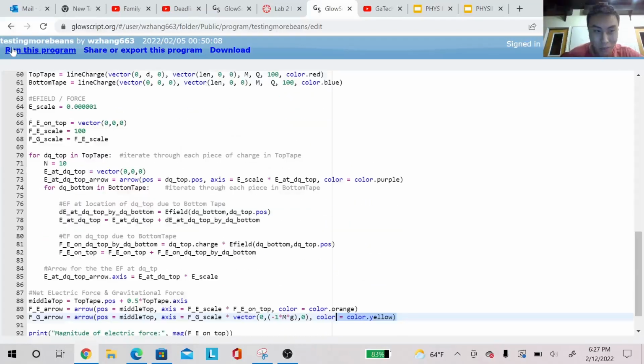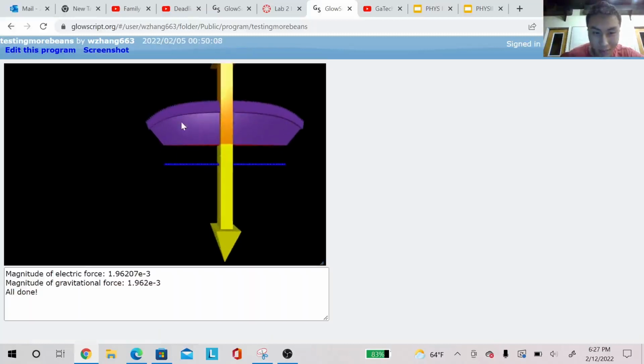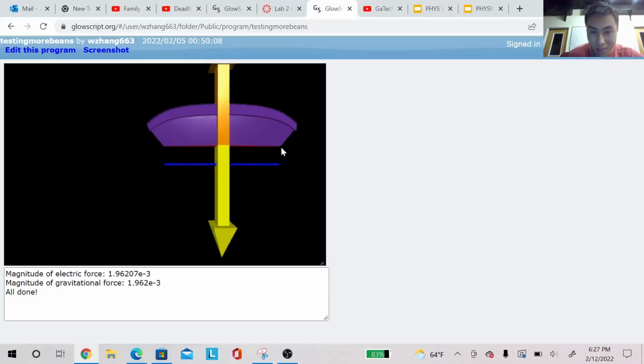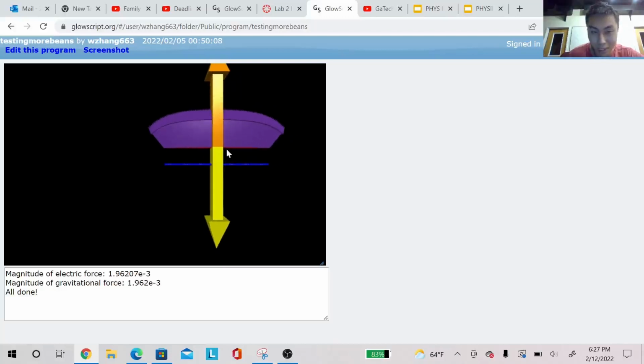Now, when we run this program, we see these purple arrows over here representing each of the individual E fields emanating from that red tape that we were talking about earlier from that line appendix. The orange arrow represents the E field summation, and the yellow arrow represents the gravitational force acting on that tape as well. Here we see that 1.962, the electric force, is equivalent to the gravitational force.